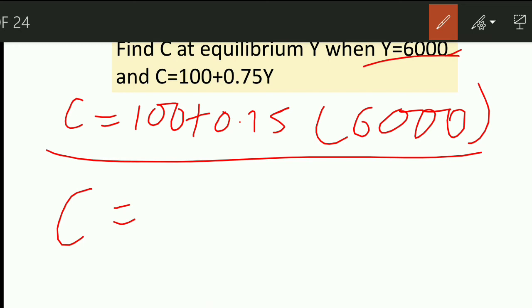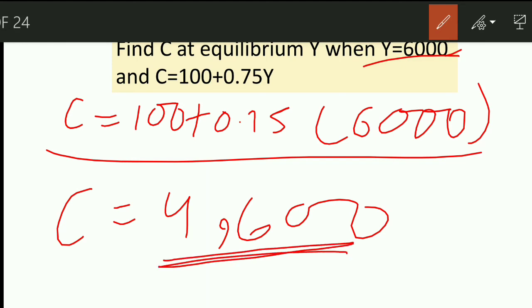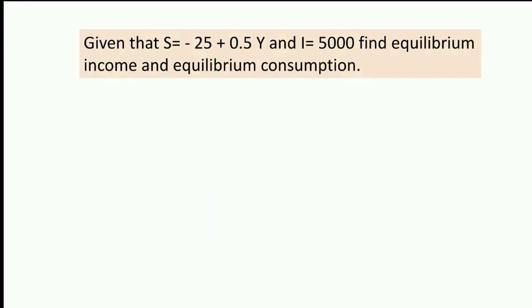Okay, and after solving it, you will find that the value of C will be equal to 4600. How? By solving it. 100 plus 0.75 into 6000 will be equal to 4600.